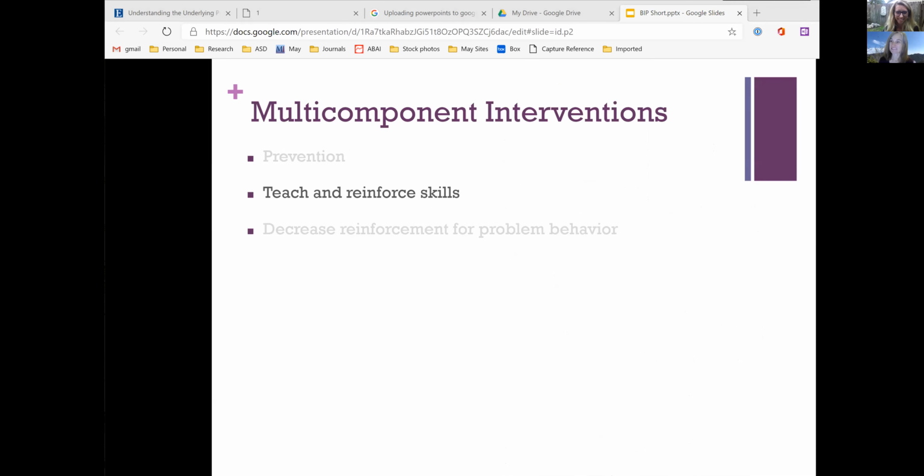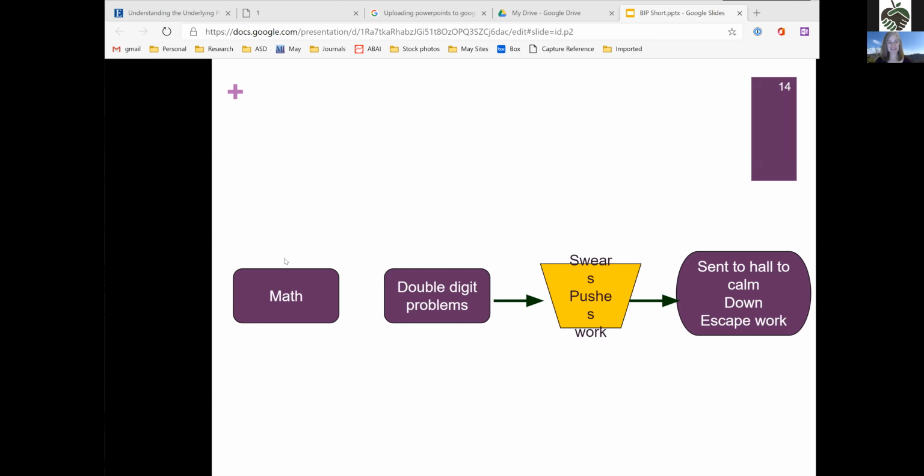So those are prevention strategies. The next part of a behavior intervention plan is teaching and reinforcing skills. And like I talked about a few minutes ago, it's super easy. I'm so embarrassed by this. It's super easy to think about what we want the student to do.